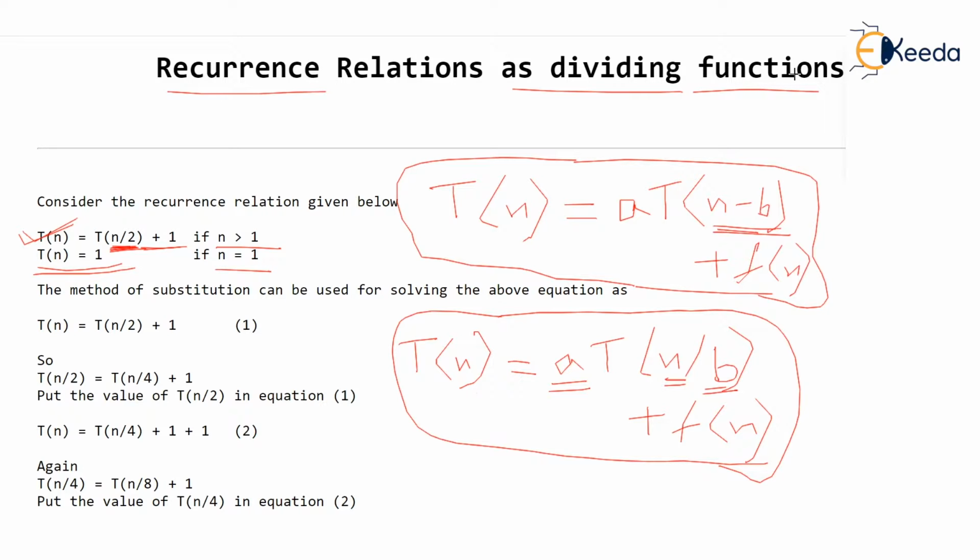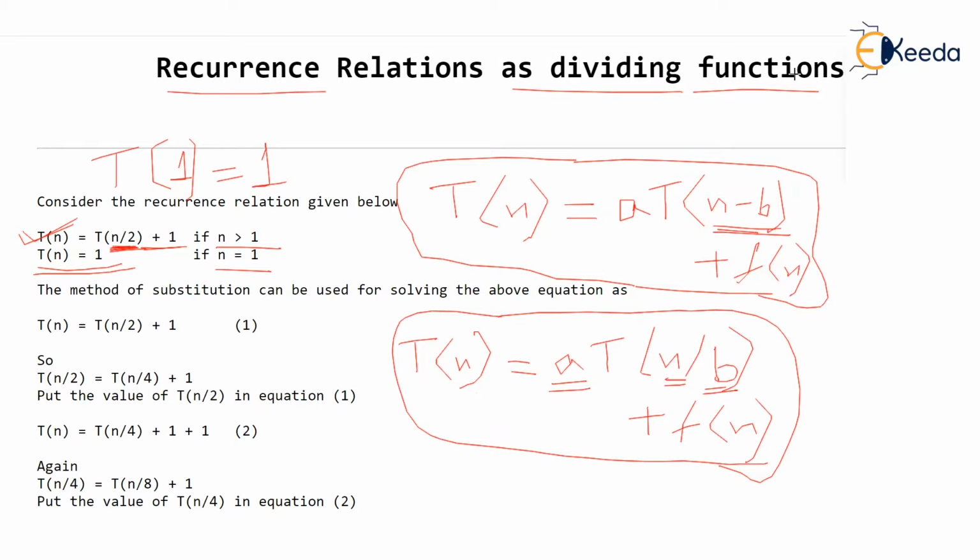So we know that T(1) is 1, because it is given that T(n) is 1 if n is 1, isn't it? Now we would like to know the complexity that will arise due to this recurrence relation.